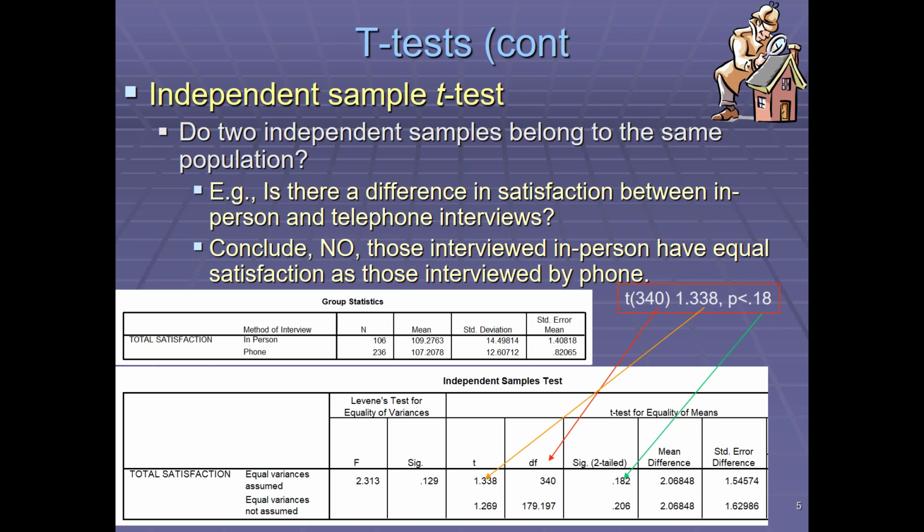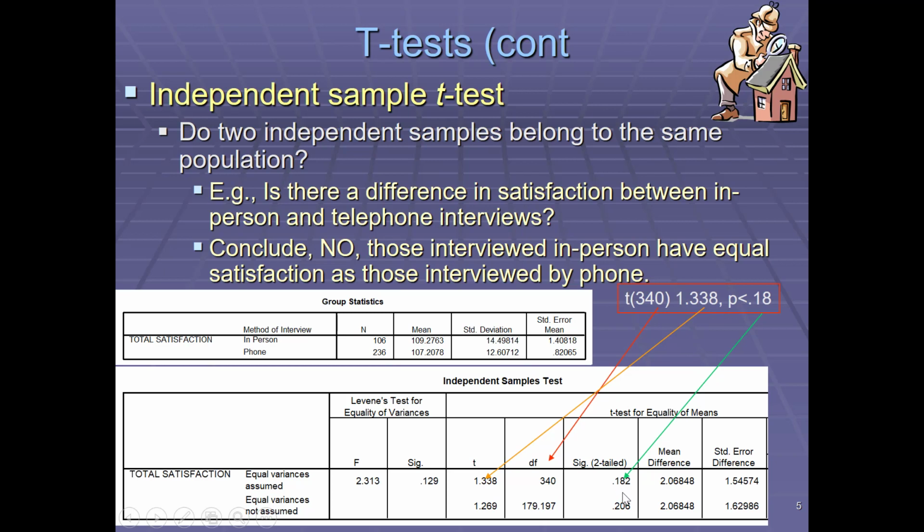And let's see. So looking at the results, the way you would report your t-test, you would have the t, your t statistic, and then you'll have your degrees of freedom here. So if you follow the arrows, it shows you degrees of freedom, which is 340. Your t statistic is 1.338. And then your p-value, which is 0.18.